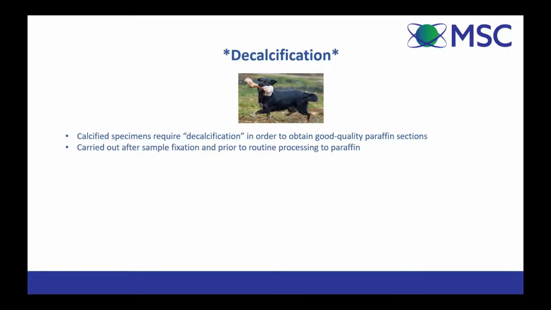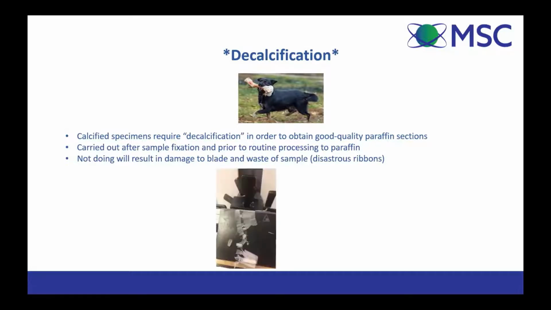This is typically carried out straight after sample fixation and prior to routine processing in paraffin. Not doing so will damage the blade you're using, so you'd end up going through a lot of blades, and also waste your samples, because you end up with disastrous ribbons. When you're cutting your samples, they get cut into really lovely fine thin what are called ribbons, and if you hit bone that is harder than the paraffin, it's going to start ripping your samples to shreds, and you won't get anything that you can put onto a slide.